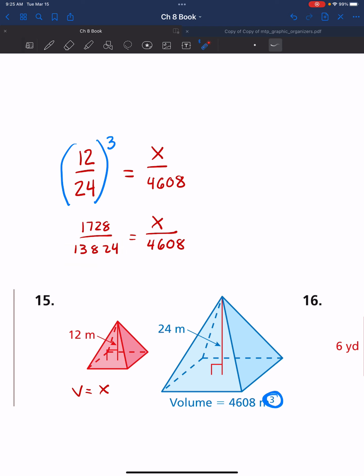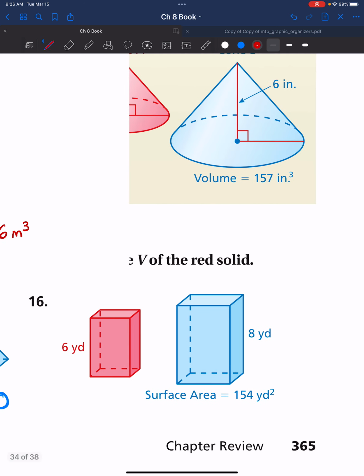1728 times 4,608. Make sure I type those in right. Then divide by 13,824. Okay, so after doing all that number crunching, X equaled 576. Now remember, we were trying to find volume. So that means the volume of the red square pyramid is 576 meters cubed. Okay, now same thing over here for number 16. 16 is the same thing, except I'm trying to find the surface area.